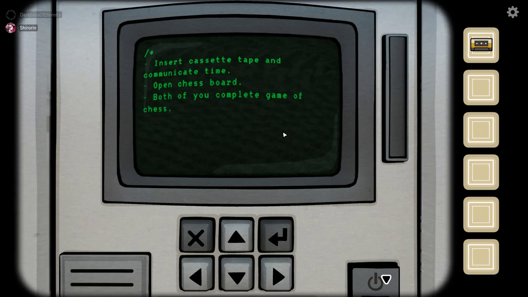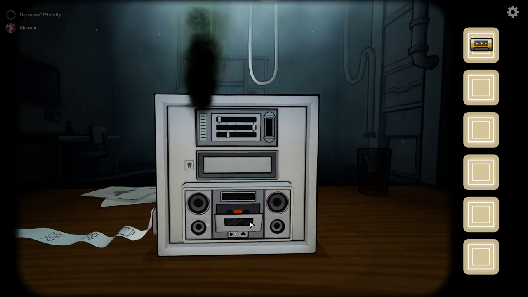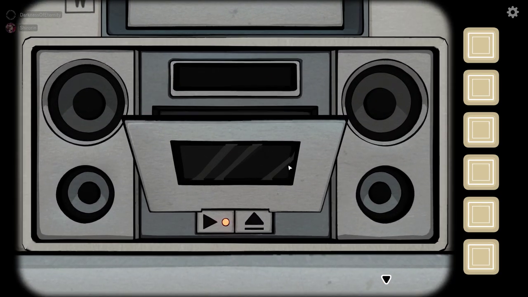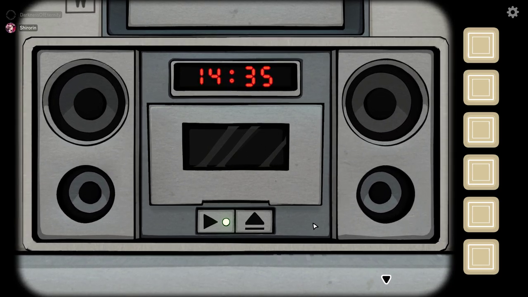Insert the cassette tape, open chessboard, boot up to complete the chessboard. Alright, the cassette. What do this coin? Okay, I have a time. 2:35.